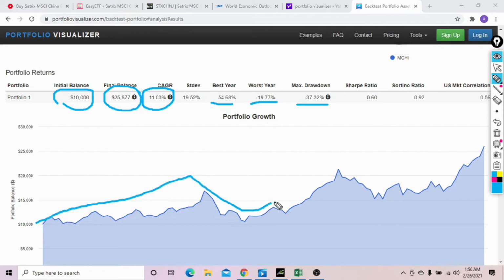It has ups and downs. It does not go up in a straight line, but it compounds. This is the power of the compound yield that we're talking about here, which is growing at 11.03%.